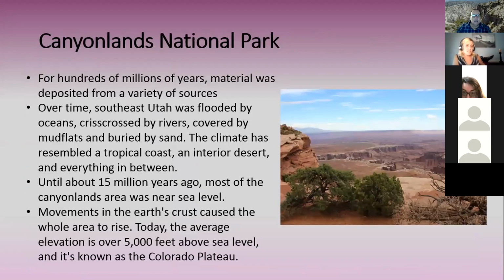So since I was going to do Arches, I decided that I might as well do Canyonlands as well. For hundreds of millions of years, material was deposited from a variety of sources here. Southeast Utah was flooded by oceans, crisscrossed by rivers, covered by mud flats, buried by sand. The climate has resembled everything from a tropical coast to an interior desert. And until about 15 million years ago, most of the Canyonlands area was near sea level. Same thing with Arches and Rocky Mountain. We had uplift, and we know this as the Colorado Plateau.